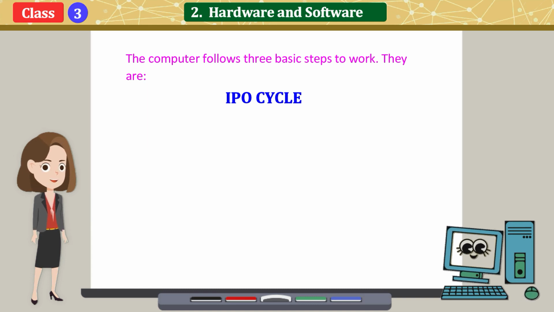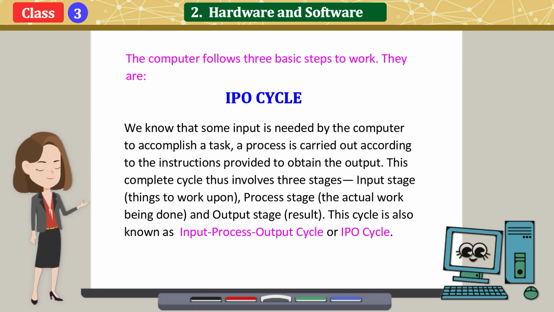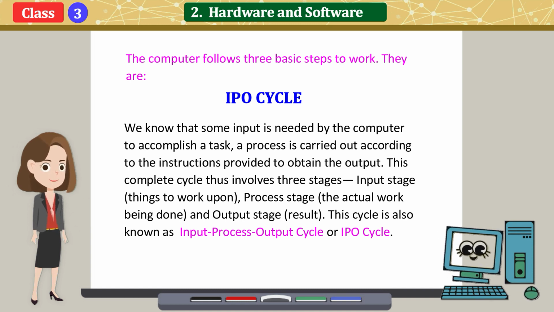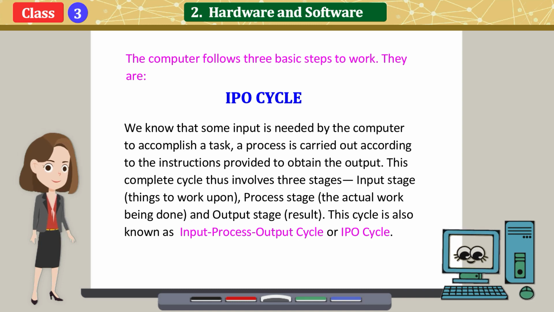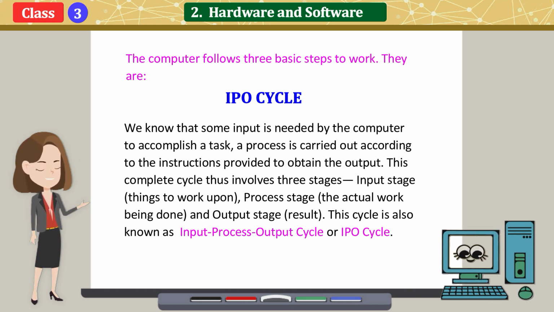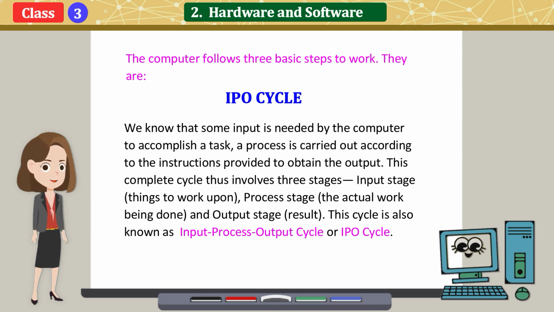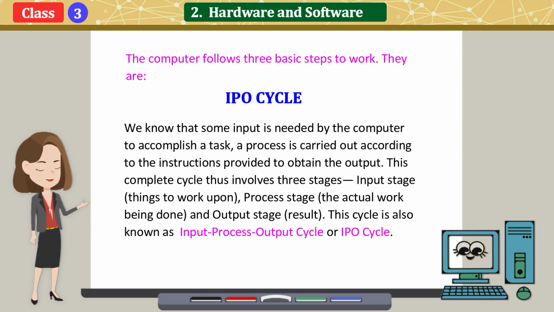IPO cycle. We know that some input is needed by the computer to accomplish a task. A process is carried out according to the instructions provided to obtain the output. This complete cycle thus involves three stages: input stage, things to work upon, process stage, and output stage. This cycle is also known as input process output cycle or IPO cycle.